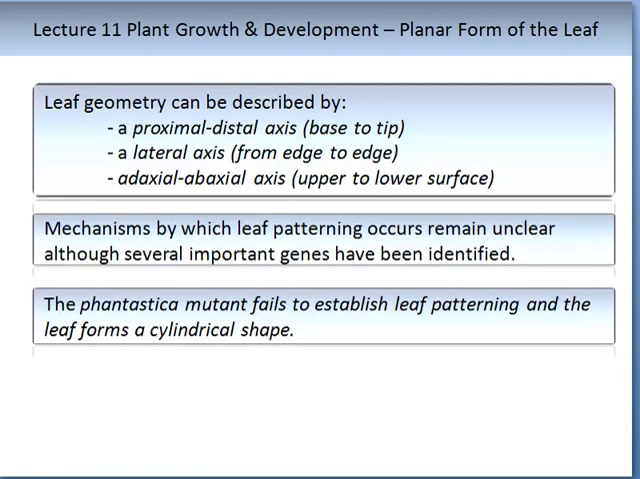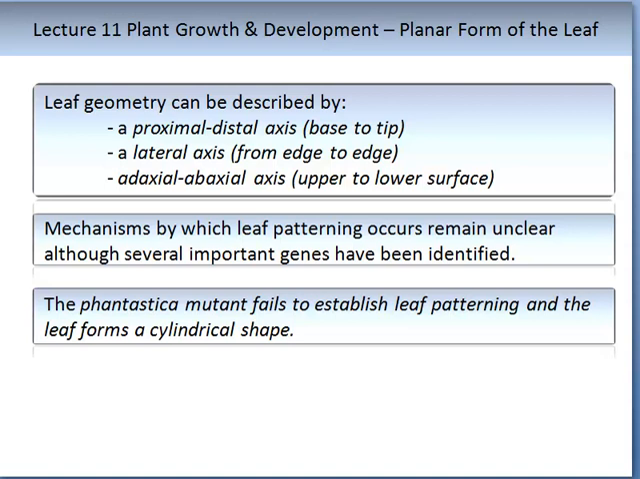Leaf geometry can be described by a proximal-distal axis, base to tip, a lateral axis, that is from one edge of the leaf to the other, and an abaxial-adaxial axis, which is the lower to the upper surface. Mechanisms by which leaf patterning occurs remain unclear, although several important genes have been identified.